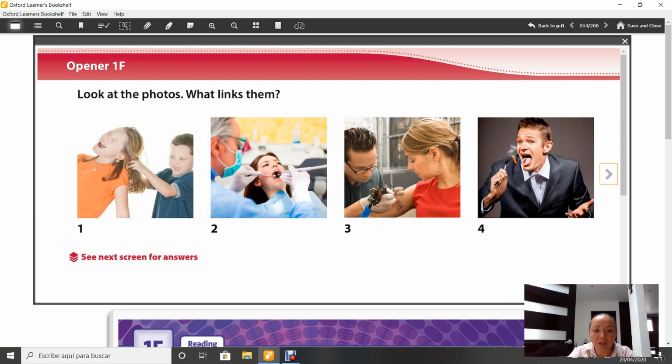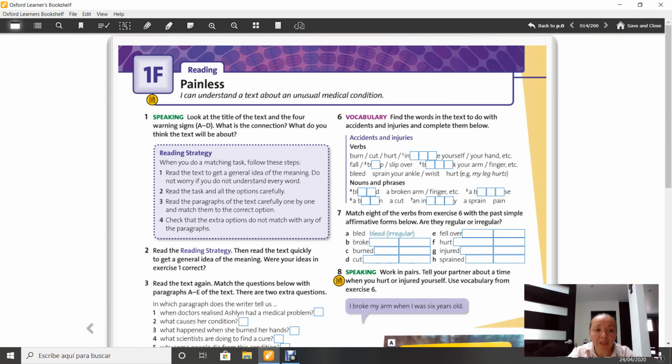I think all of these people are experiencing pain. What's the meaning of pain in Spanish? Dolor, okay? So all of them are suffering, are experiencing pain, right? Okay, so let's go back to your page. So everybody please go to lesson 1F from your student's book.